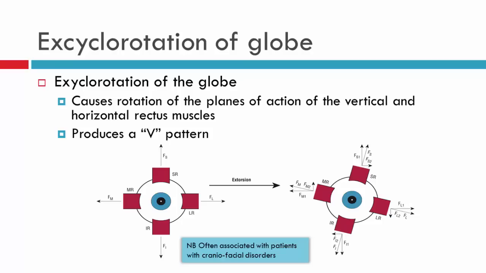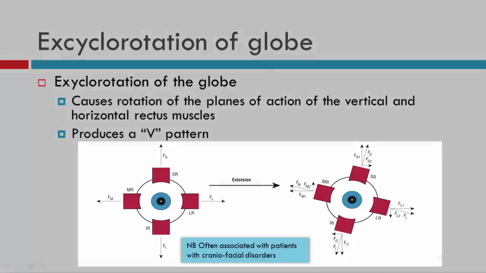So we can see that if a muscle inserts in an anomalous position, if we've got muscle pulleys that are displaced, we will have anomalous eye movements. And the other cause for anomalous eye movements is excyclorotation of the globe. When a globe is excyclorotated, then what we can see is that the plane of the action of the vertical and horizontal rectus muscles will change.